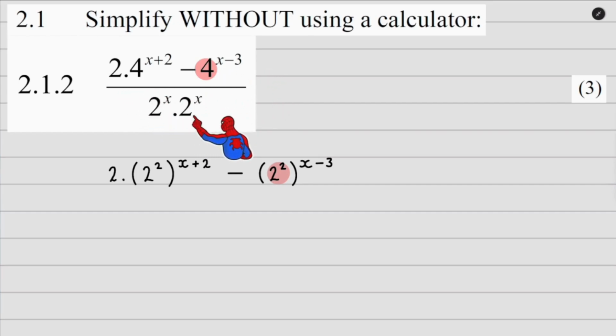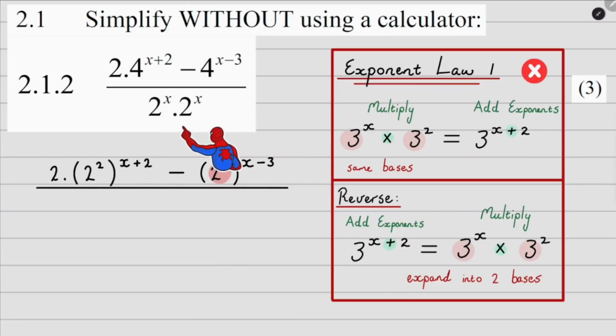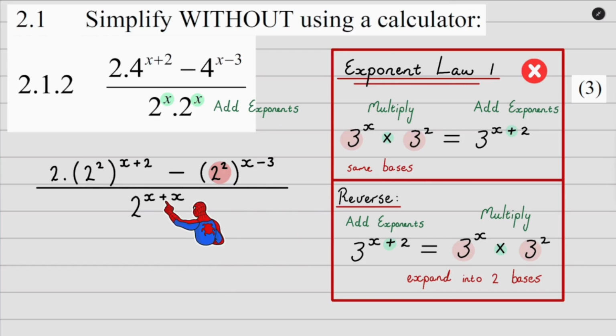Okay, now we're going to analyze the bottom, see what we can do with the bottom. And at the bottom here, I can see we're multiplying the same bases, so we will be using exponent law 1. If I'm multiplying the same bases, then I add their exponents together. So I'm going to do exactly that with the bottom over here. And if I say x plus x, that's going to give me 2x. Okay, and that's step number 1 out the way.